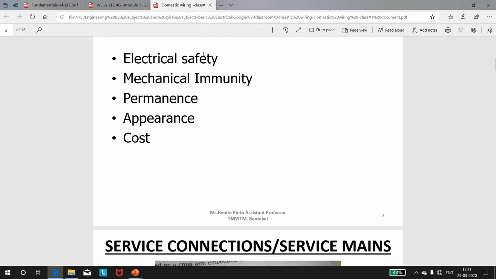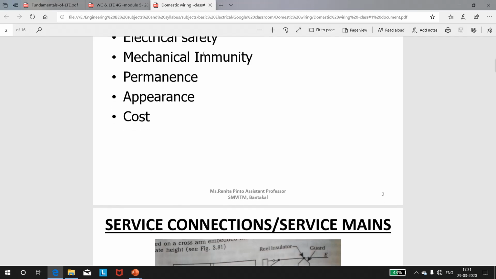Secondly, mechanical immunity. The wiring should be protected from any kind of physical damage. Third, the permeance. The wiring should not be deteriorated because of environment factors such as dampness. Fourth, appearance. The appearance of the wiring does make a difference in the case of house or maybe offices. But in the case of factories or godowns, appearance is usually not important. Apart from the above discussed factors, we also need to keep the economy or the cost in consideration.